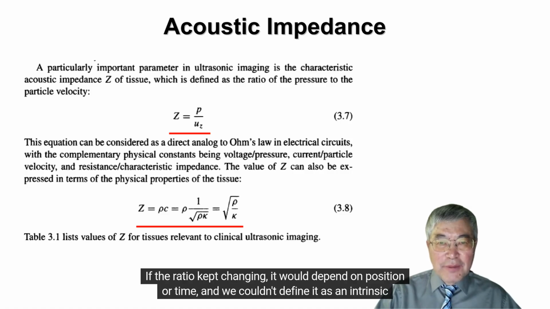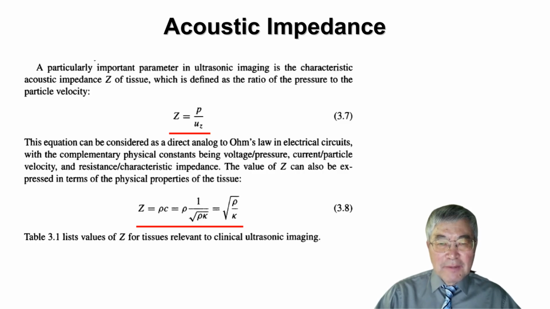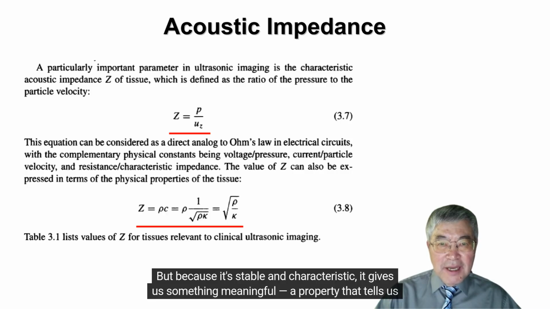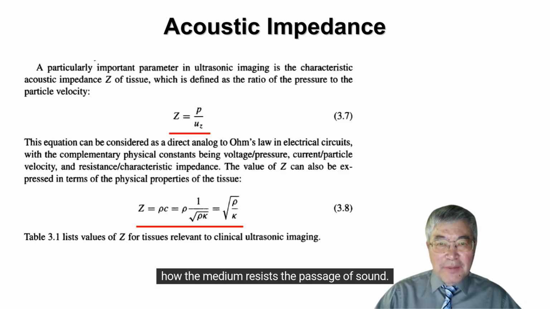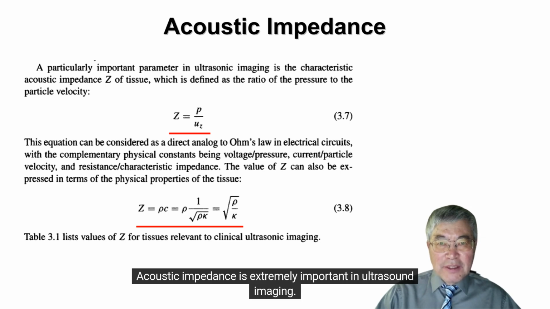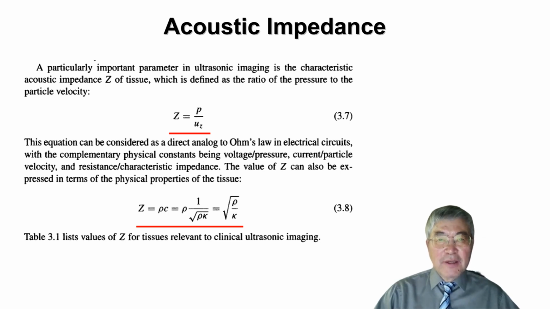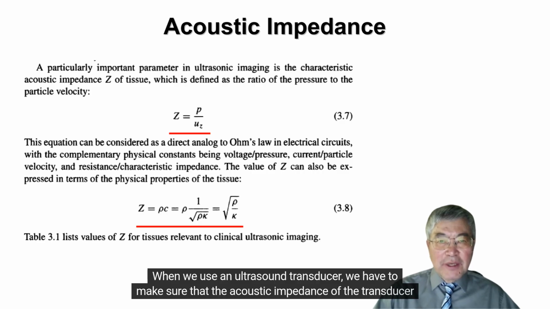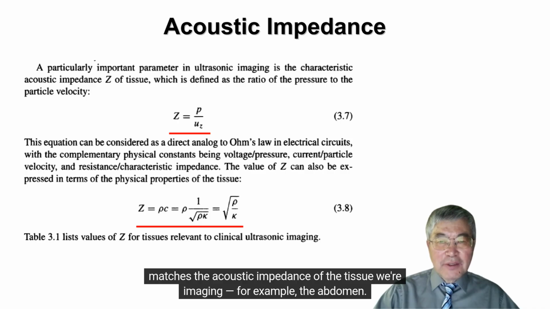If the ratio kept changing, it would depend on position or time, and we couldn't define it as an intrinsic property of the material. But because it's stable and characteristic, it gives us something meaningful, a property that tells us how the medium resists the passage of sound. Acoustic impedance is extremely important in ultrasound imaging. When we use an ultrasound transducer, we have to make sure that the acoustic impedance of the transducer matches the acoustic impedance of the tissue we're imaging, for example, the abdomen.